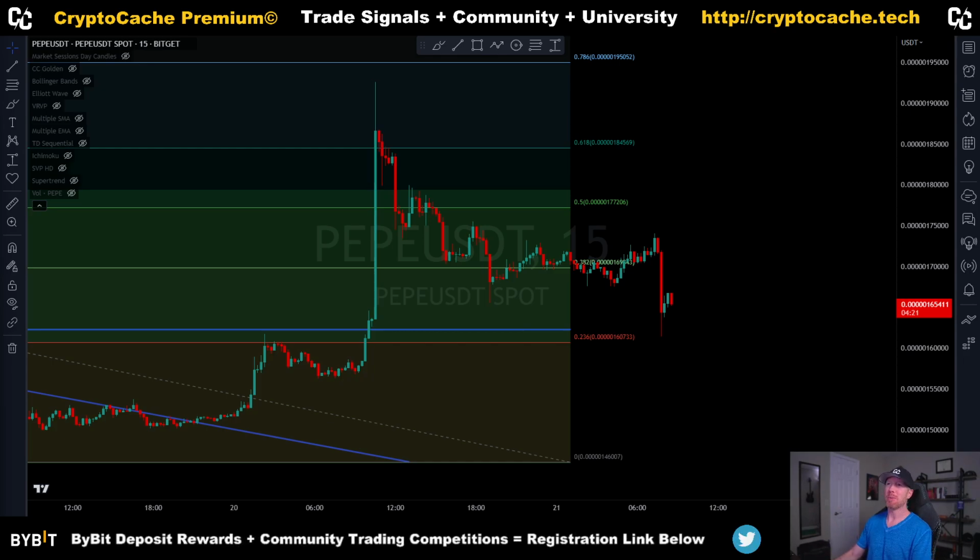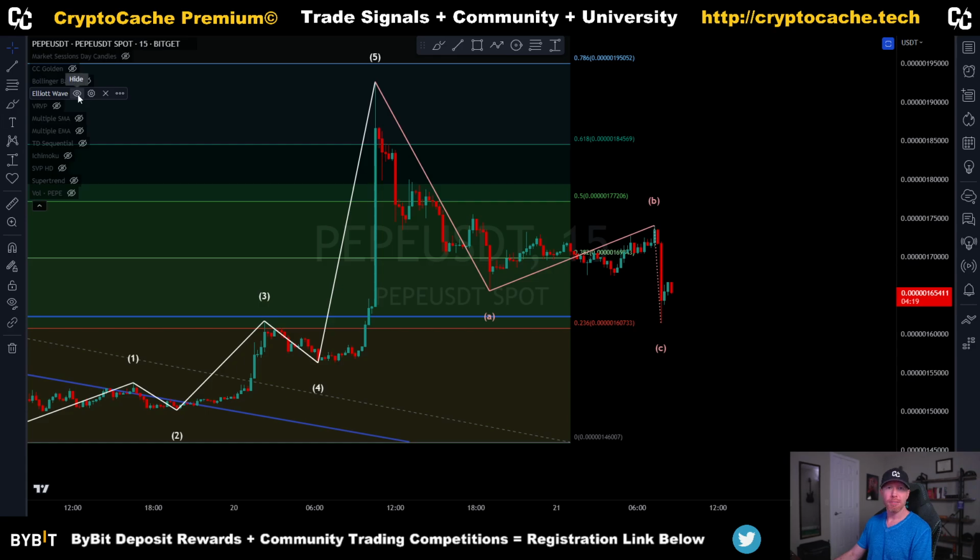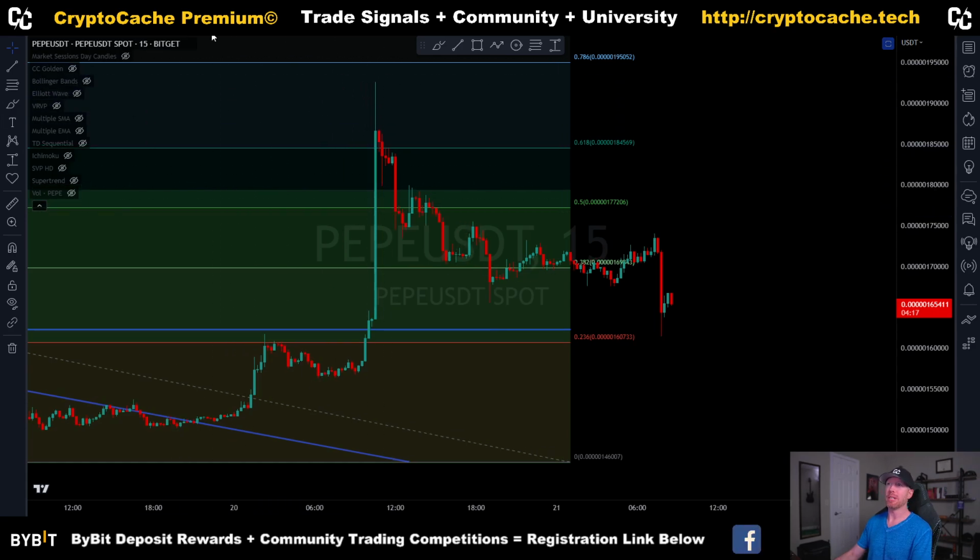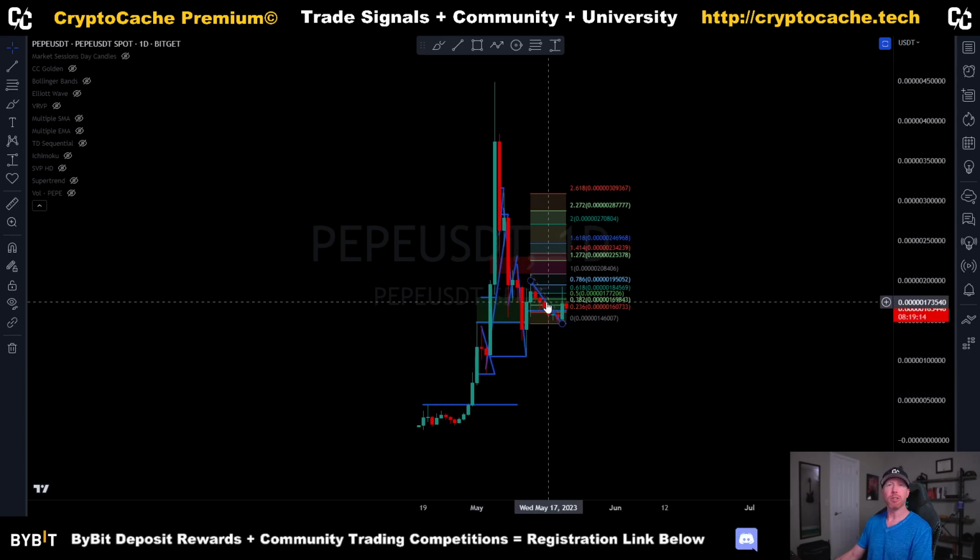Taking a quick look here at Pepe. We're going to quickly peek over at some Fibonacci retracement levels, Elliott wave. We're going to update a few things here and take a look from the big picture down.